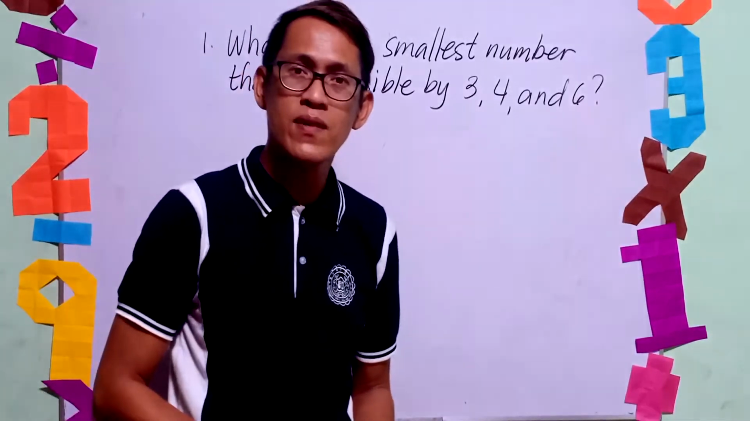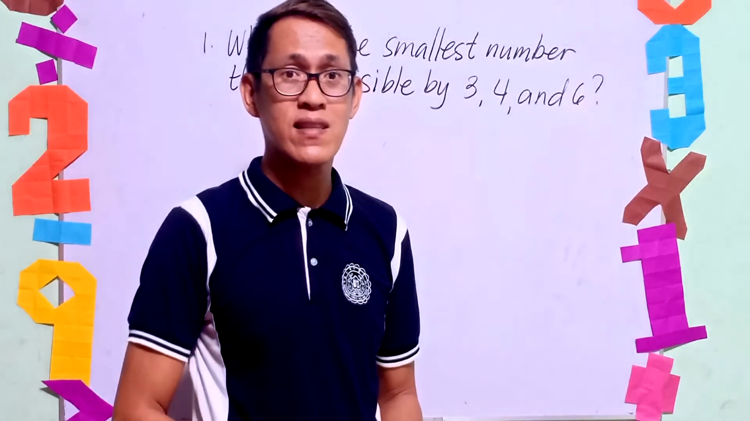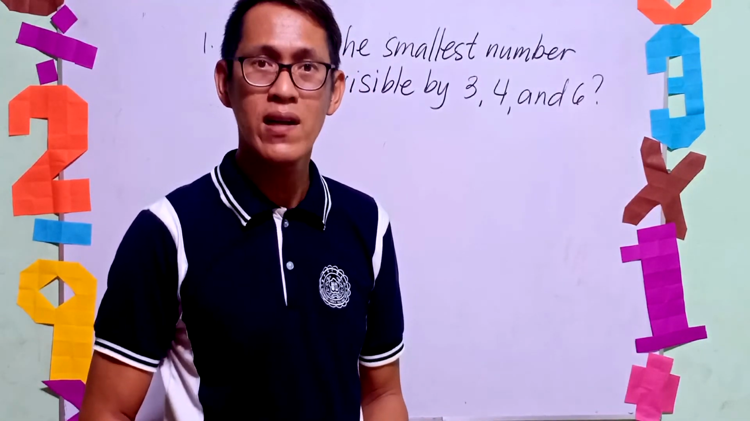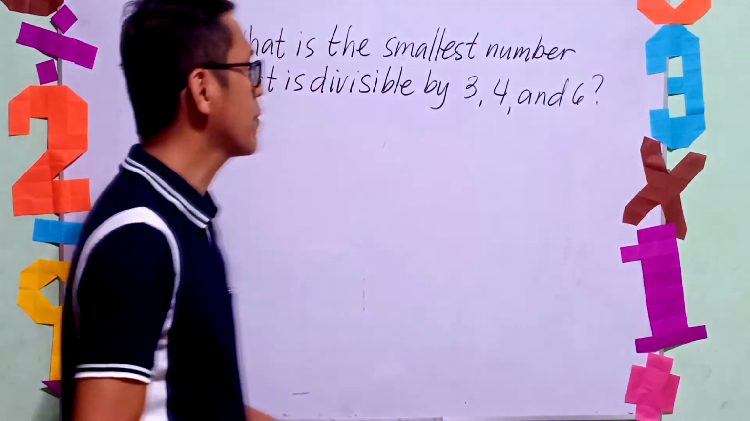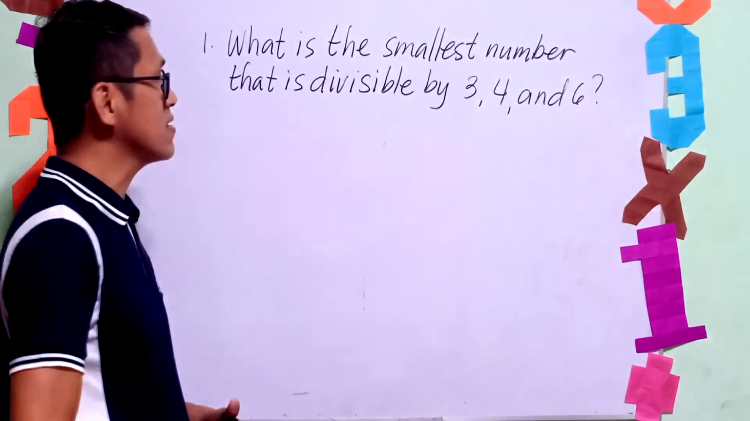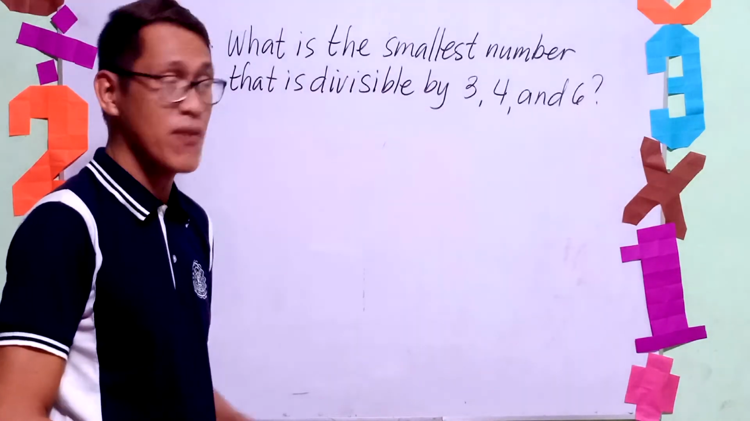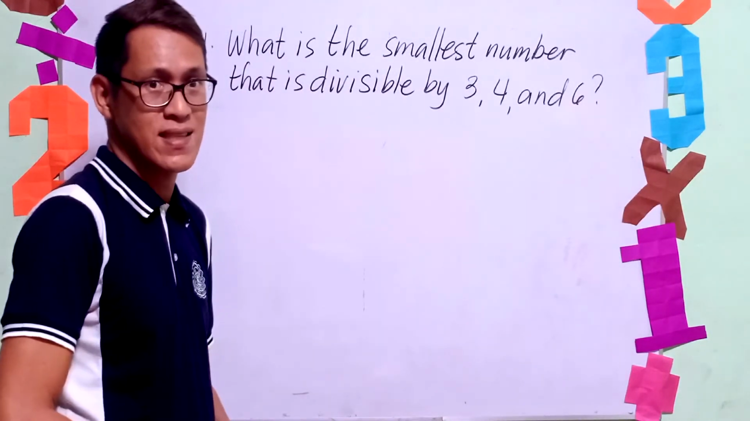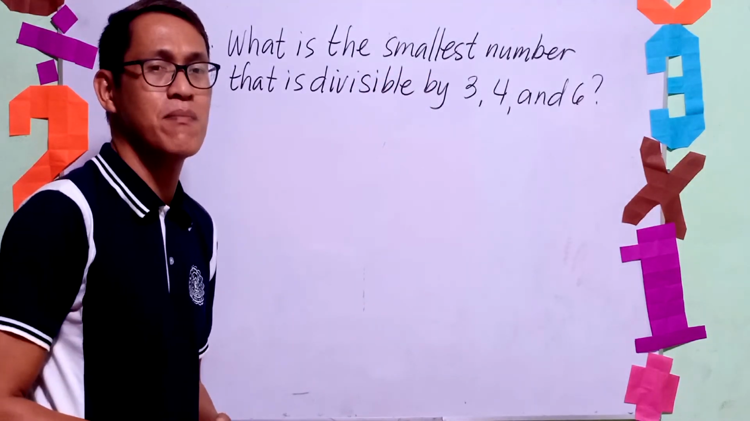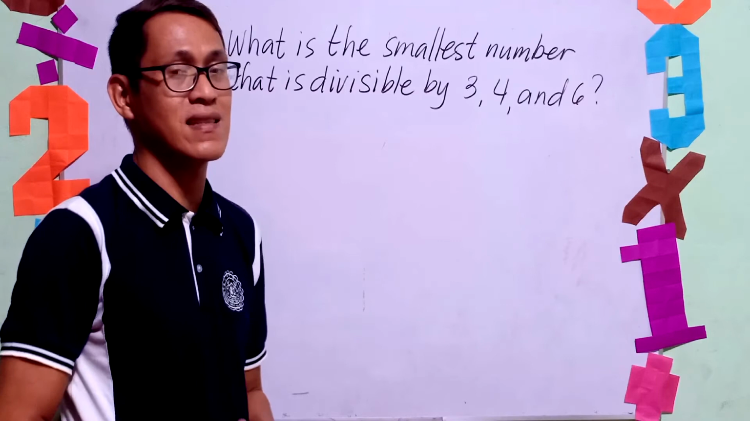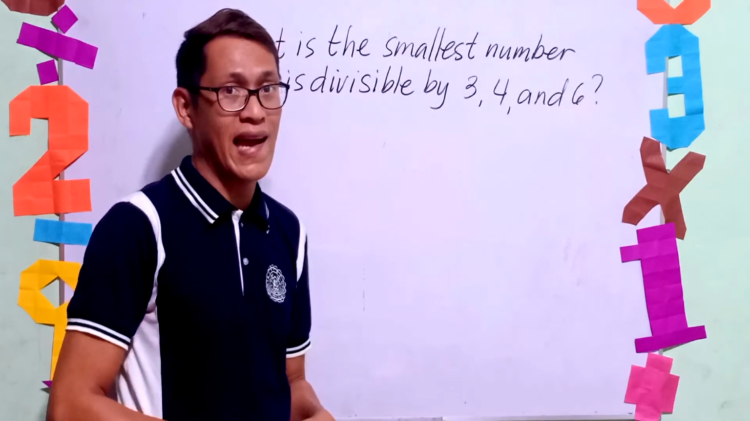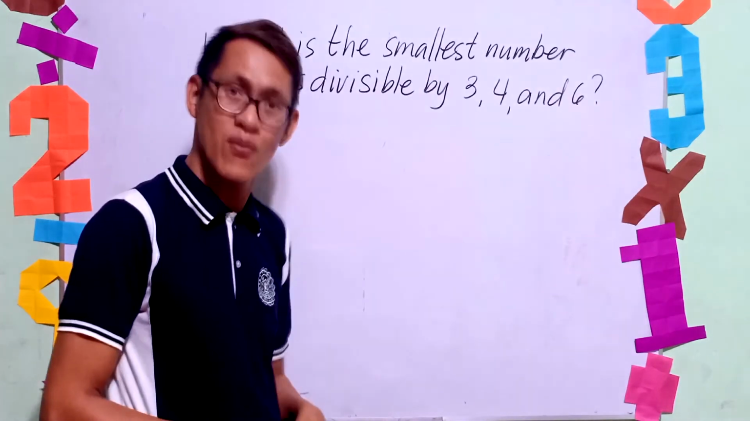Now let's solve some word problems related to least common multiple or LCM. Let me read the problem to you. What is the smallest number that is divisible by 3, 4, and 6? Since we are looking for the smallest number, or simply the smallest dividend, we'll get the LCM of 3, 4, and 6 to answer this problem.